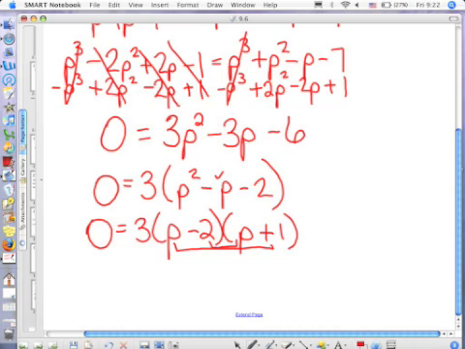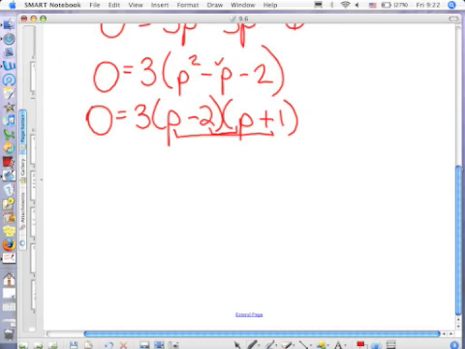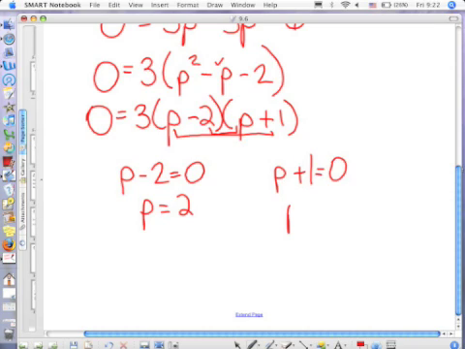All right? Which means that if these numbers are multiplied to equal 0, either 3 equals 0, which it doesn't, or p minus 2 equals 0, which means p equals 2, or p plus 1 equals 0, which means p equals negative 1. But restriction said that p can't equal negative 1. So my only answer is p equals 2.